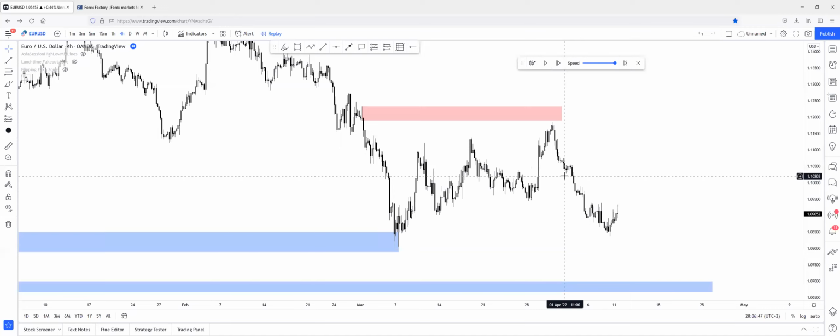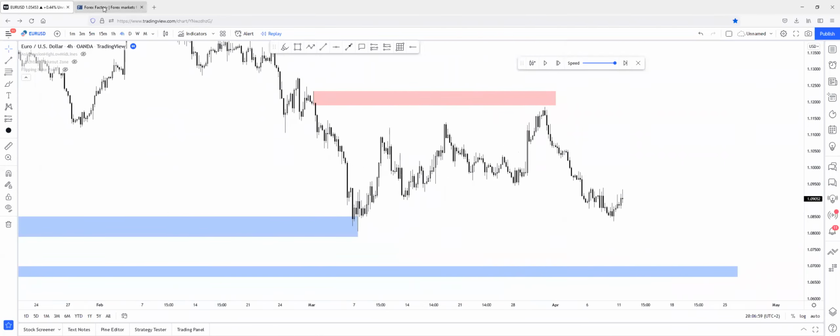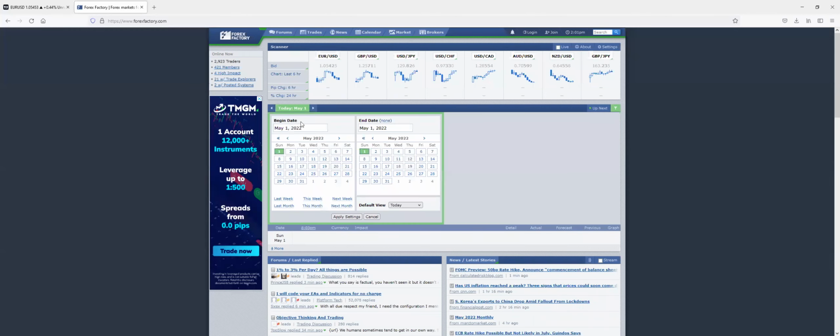So let's just begin this analysis on the 4-hour chart, and we'll do a top-down analysis as usual. And just a question: what should we do before we start every single backtesting session, live session, and forward session? Check the news. Exactly. Thank you. I will check the news for April 11th.